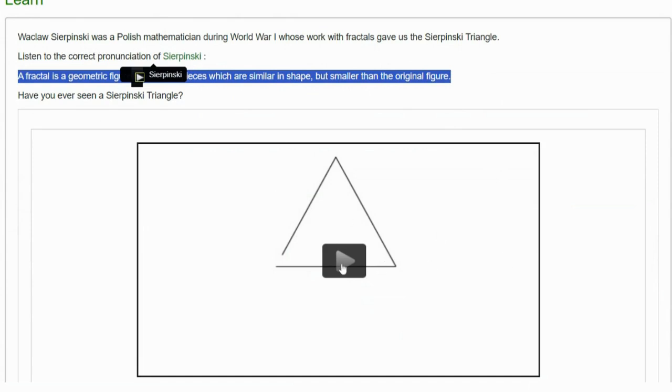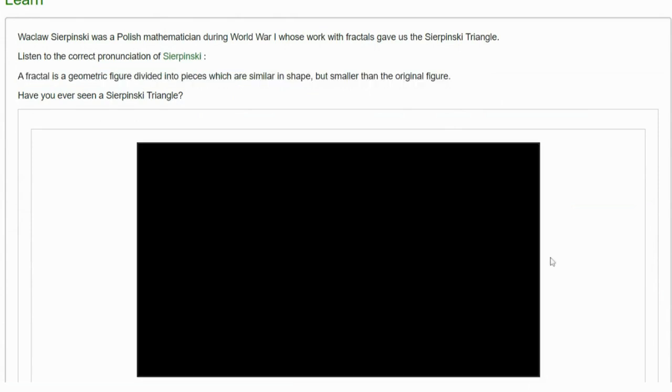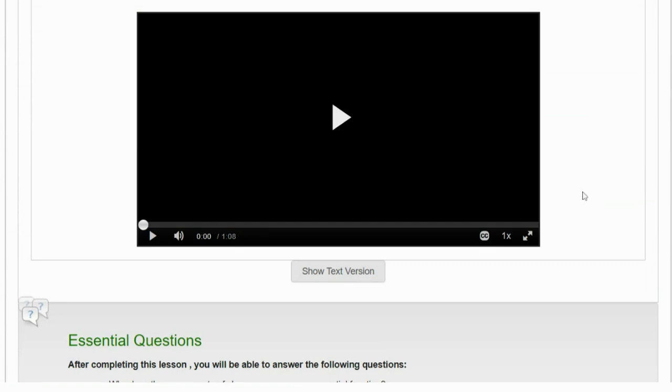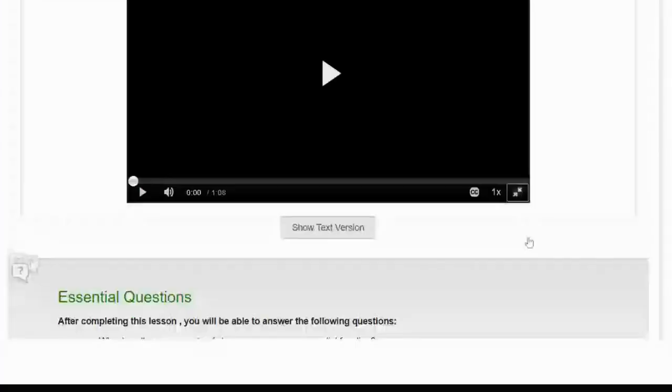Sierpinski. He says it with a little flair there. So have you ever seen a Sierpinski triangle? Well, we have one right here. This is a pretty interesting thing. The Sierpinski triangle. So you can get into fields of mathematics that are really very different than just playing with numbers, because this is the Sierpinski triangle.